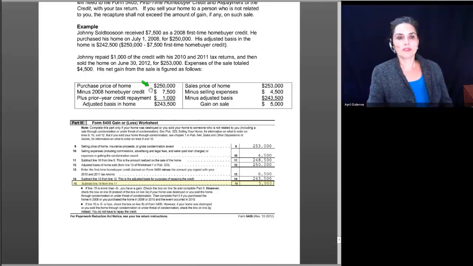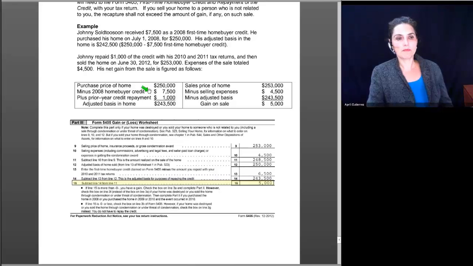Purchase price of the home, $250,000. Subtract out the first-time homebuyer credit, but add back in the amount of first-time homebuyer credit that he has already repaid, and we get an adjusted basis in the home of $243,500. We then take the sales price, subtract out selling expenses of $4,500. Take the adjusted basis as another subtraction, and we're left with a total profit on the sale of $5,000.